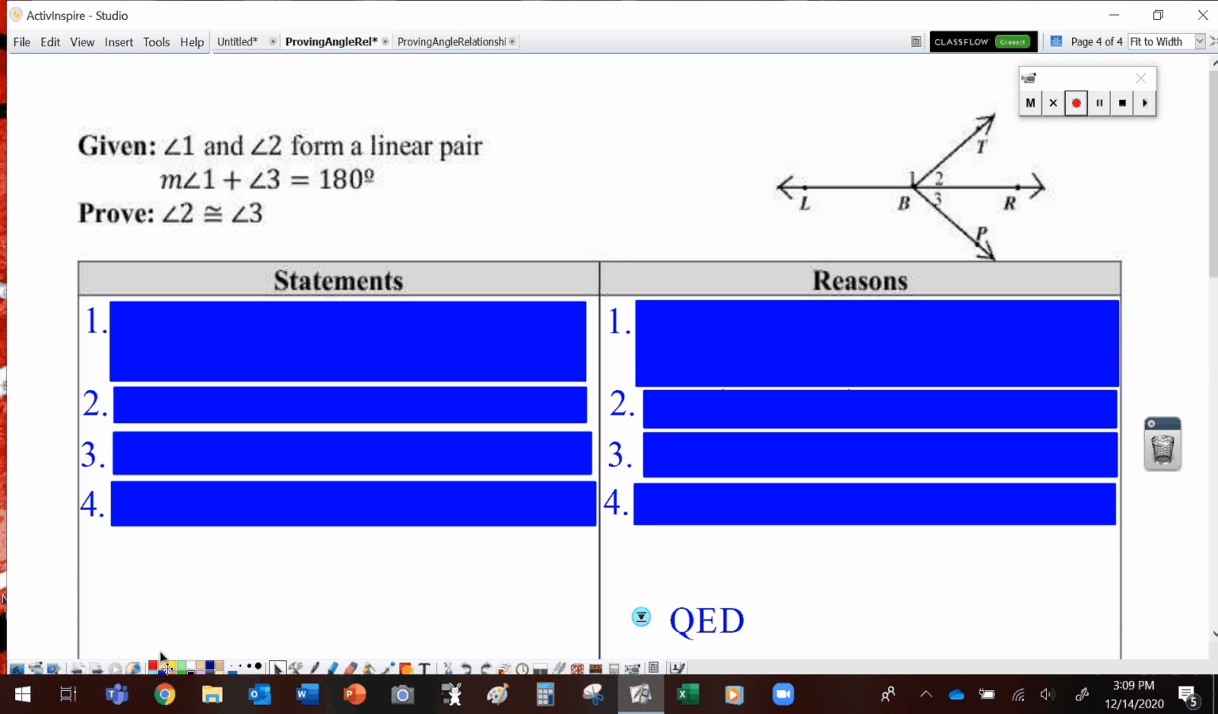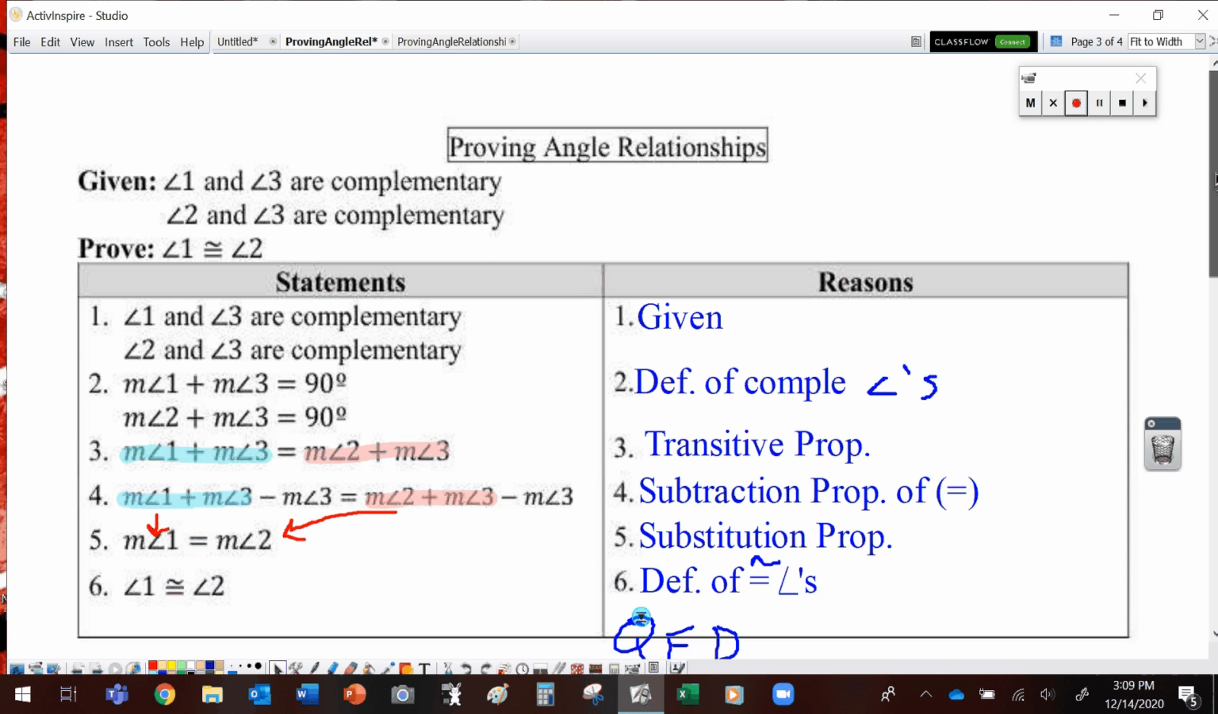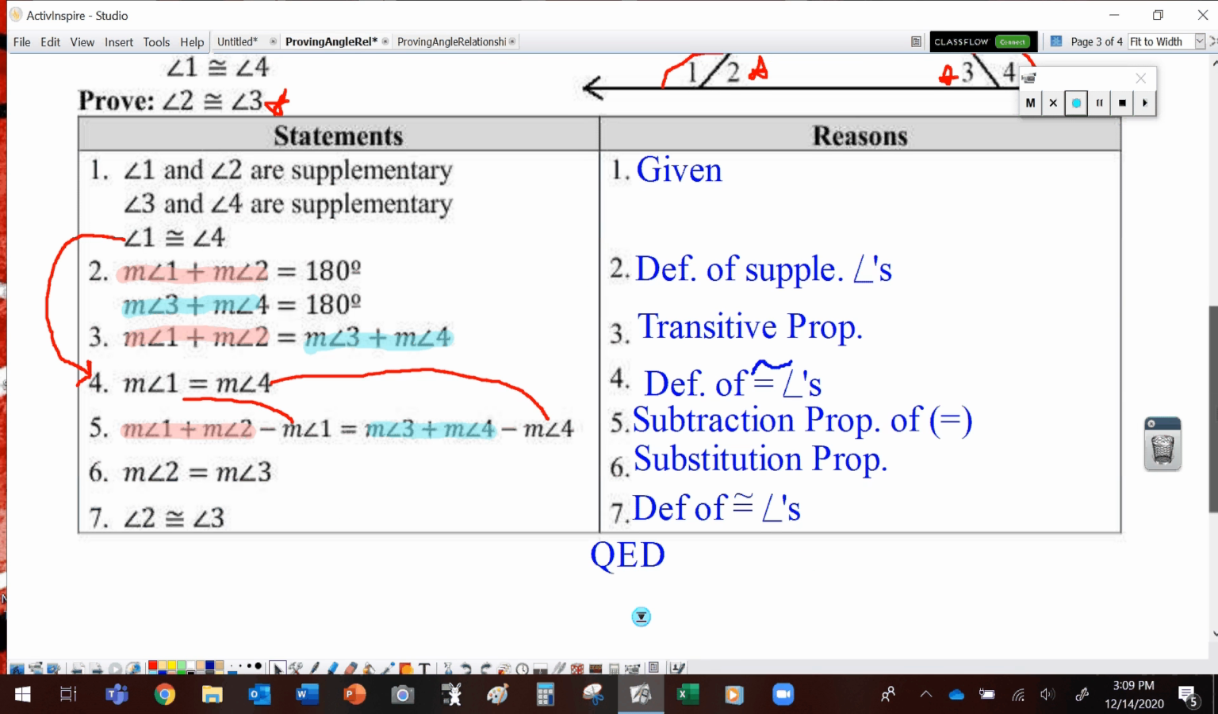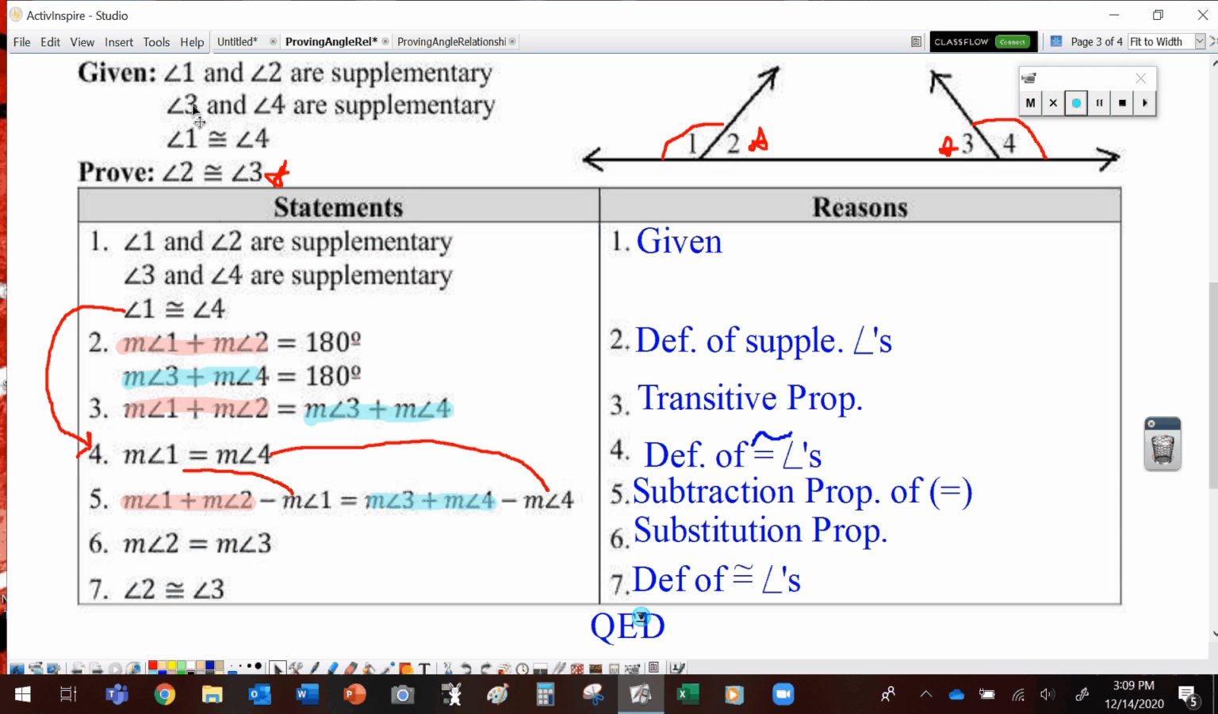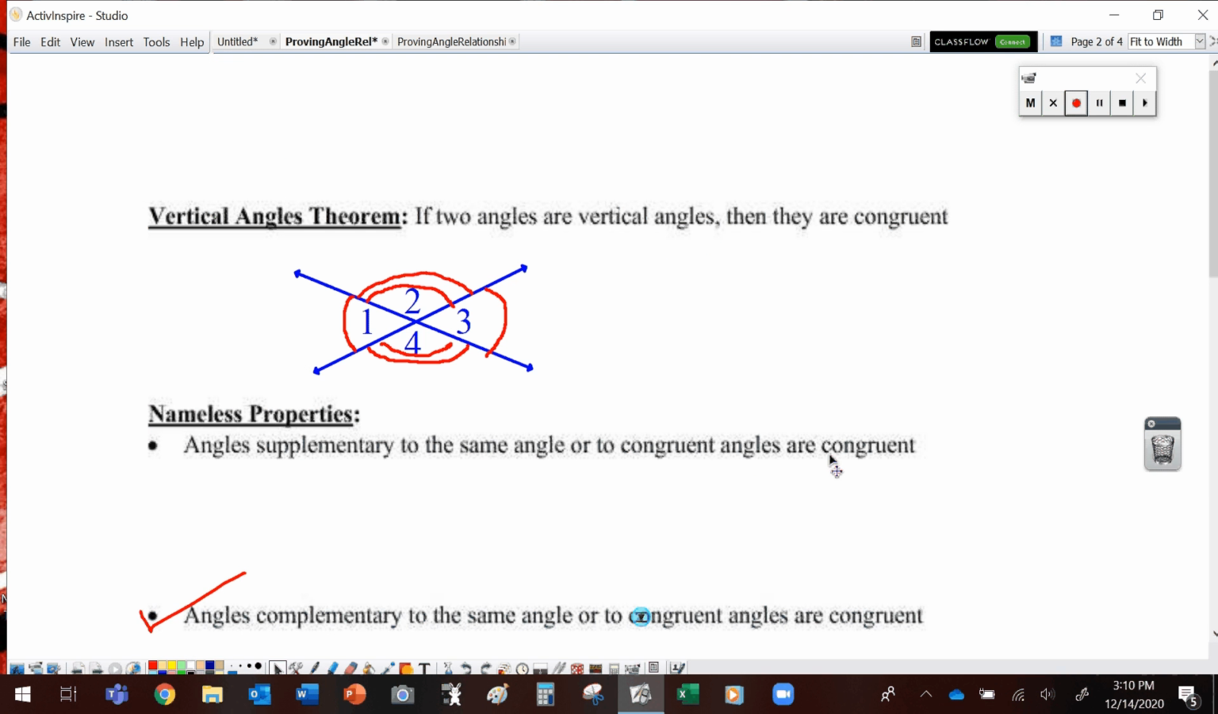Something also to keep in mind, sorry I missed it here, we just proved something. We proved that if two angles are supplementary to a pair of congruent angles, angle 1 and 4, that means those two angles are congruent to one another. Well, guys, that's one of our nameless properties. That's this very first one: angles supplementary to the same or congruent angles are congruent. So now we can use this as a reason in later proofs.